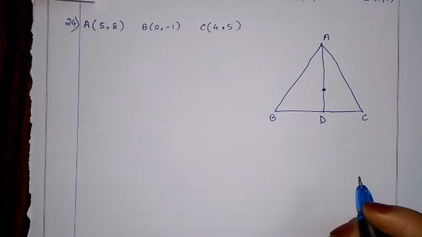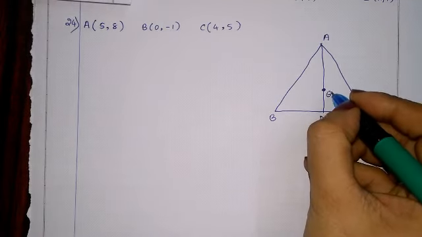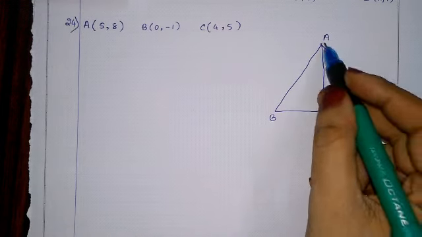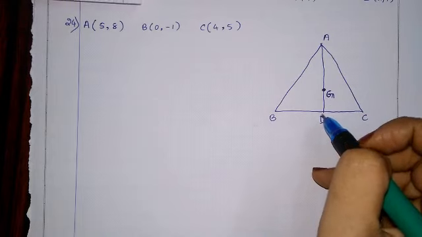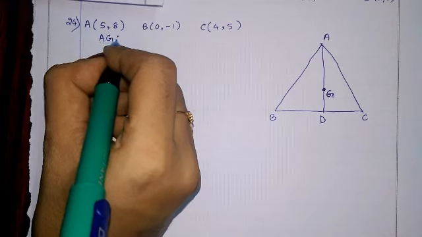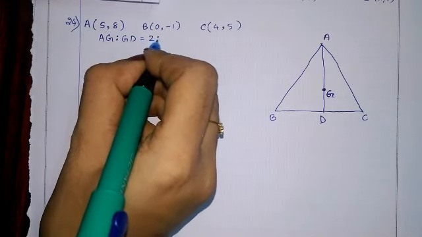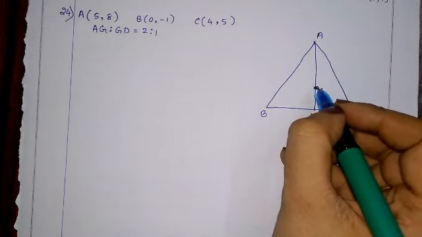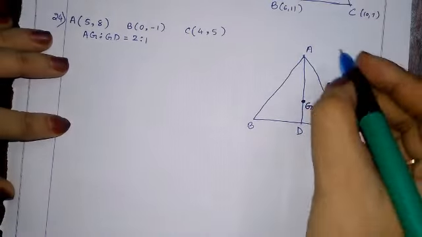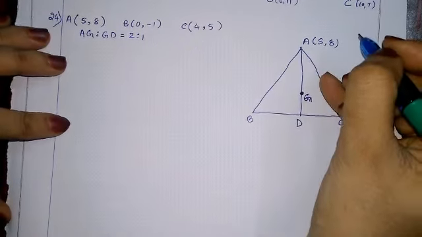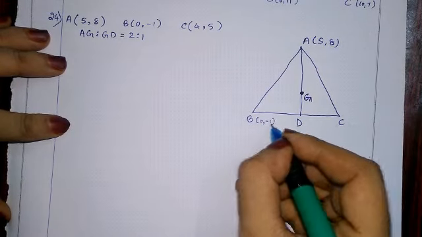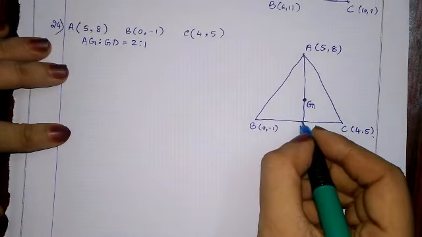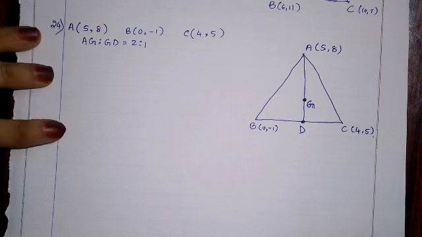So G is the point on AD such that AG to GD is 2:1. What they have told? AG to GD is 2:1. So find the coordinates of the point G. A, B and C they have given. A is (5, 8), B is (0, -1), and C is (4, 5). And AD is a median. Now we need to find the D point. We don't know what D is.